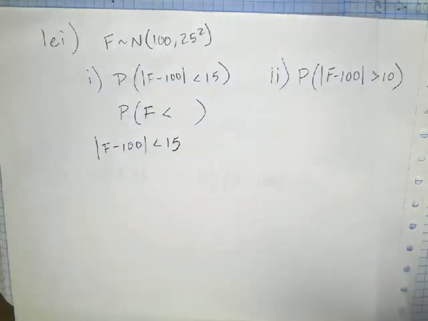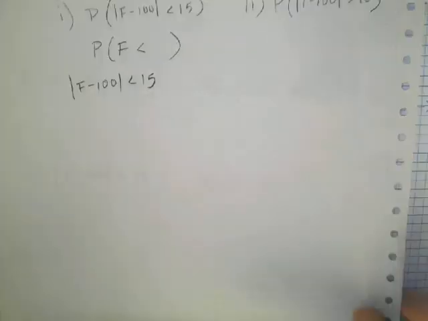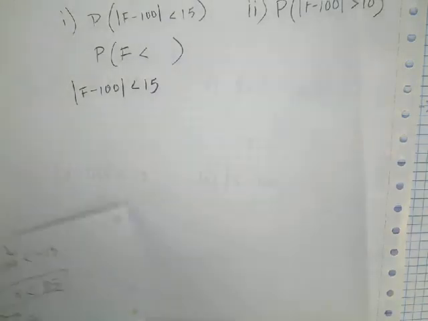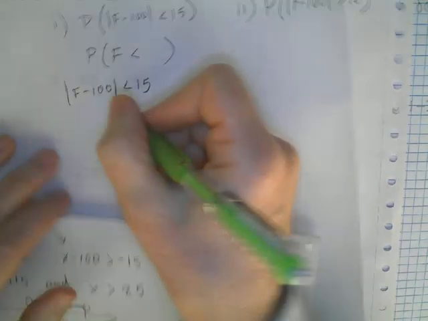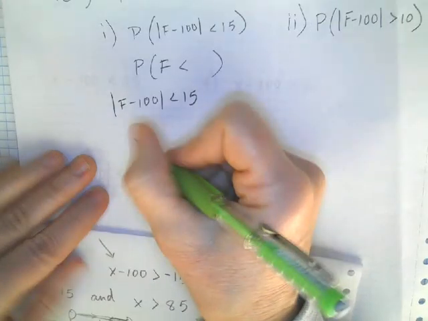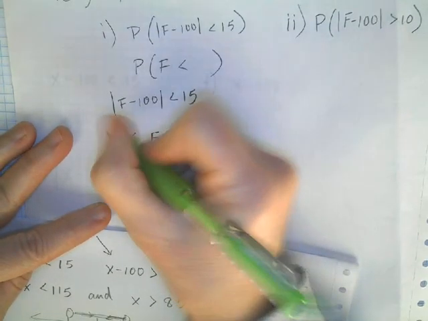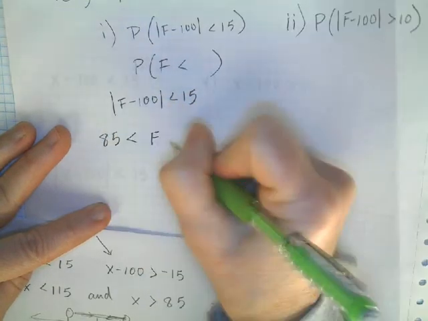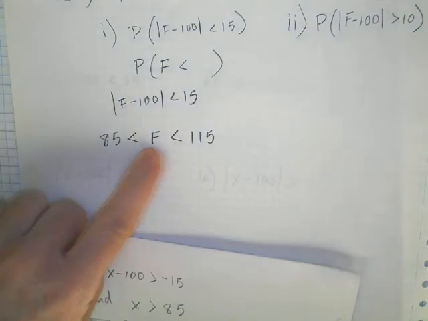Let's see, which one was that? That would be number 5. Number 5, we solved number 5, and what did we get? We got this one, okay? So that would be, if we solve this just like we did on the warm-up, we would get that F is greater than 85 and less than 115. Okay, so if you solve it, you get F is in between two values.